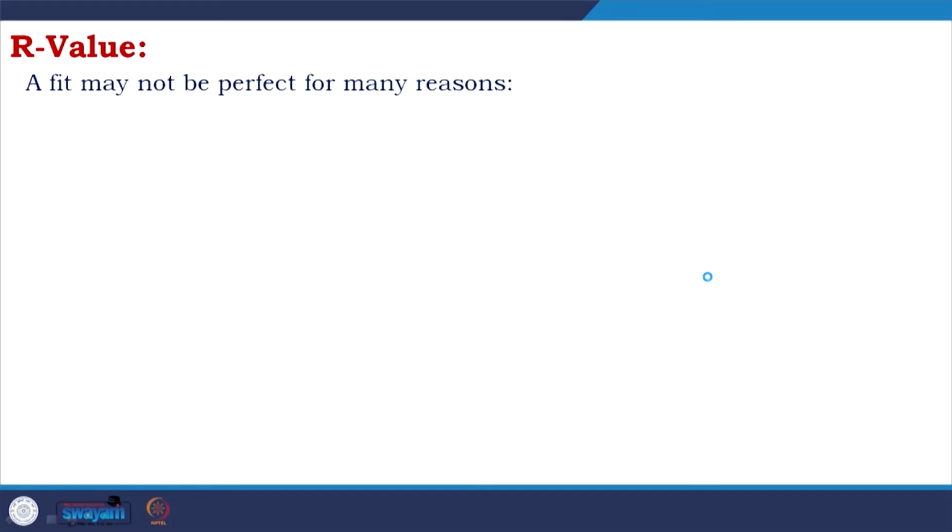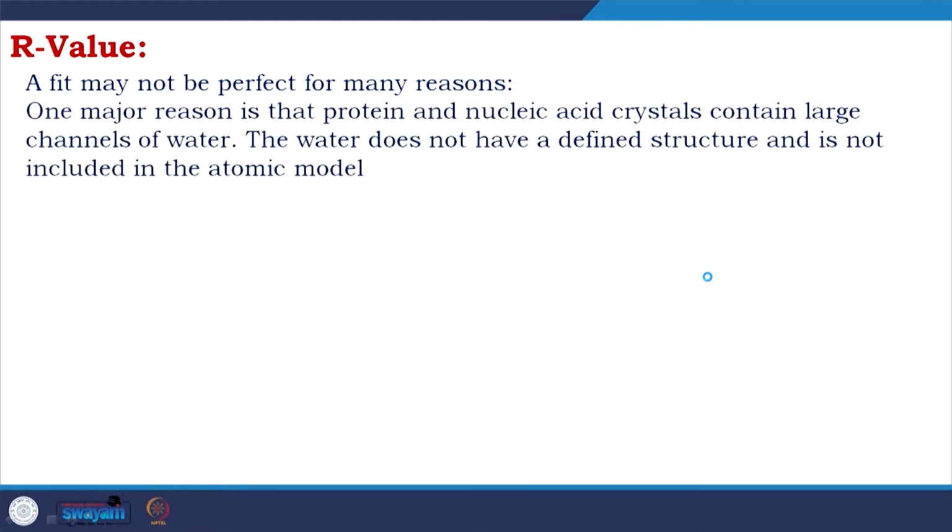In an R value, a fit may not be perfect for many reasons. One major reason is that protein and nucleic acid crystals contain large channels of water. Remember we talked about this: in a crystal, a general conception is that the protein molecule or nucleic acid molecule is frozen, and that comes from the idea that we are getting a static model because the molecule is frozen there.